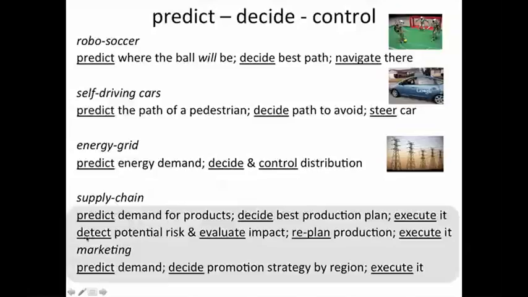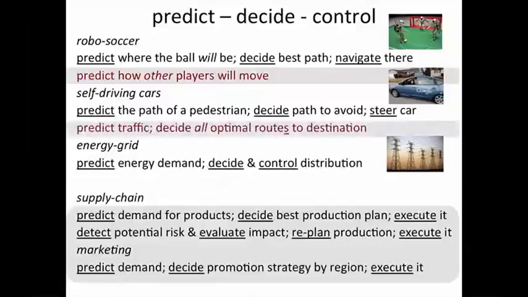However, consider some of these examples below. Detecting potential risks from, say, tweets is possible, but then evaluating their impact requires a certain degree of fairly complicated reasoning. Similarly, predicting demand might be easy, but deciding the right promotion strategy by region might be a fairly complicated exercise. The problems above can also be made more complicated. For example, in addition to predicting where the ball will be, one might want to predict how other players will move, and this requires a certain degree of reasoning.